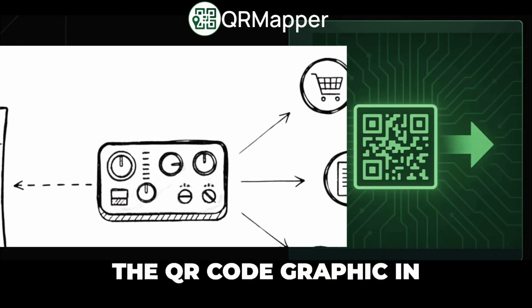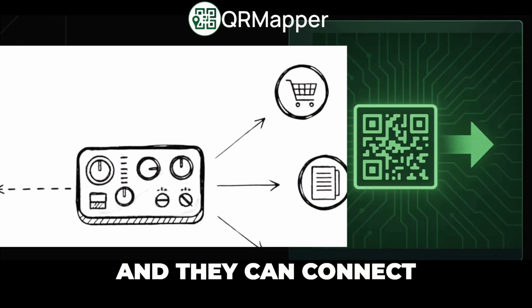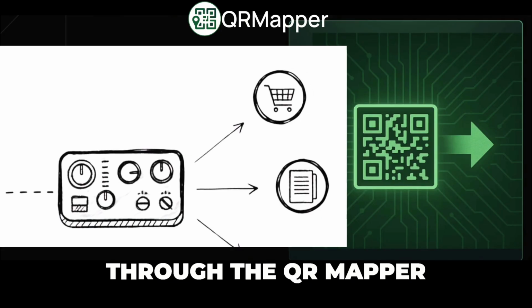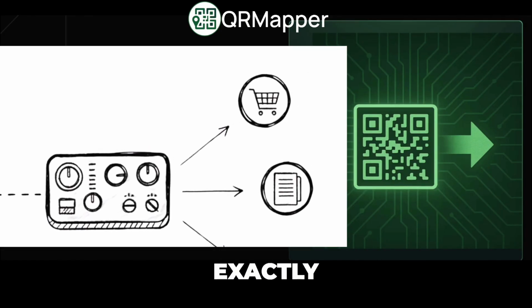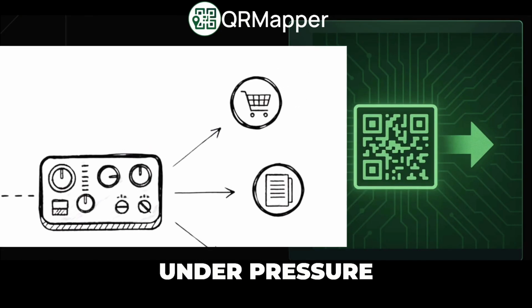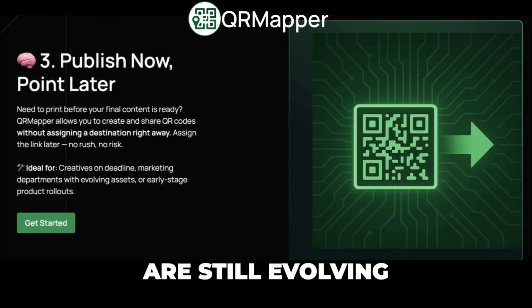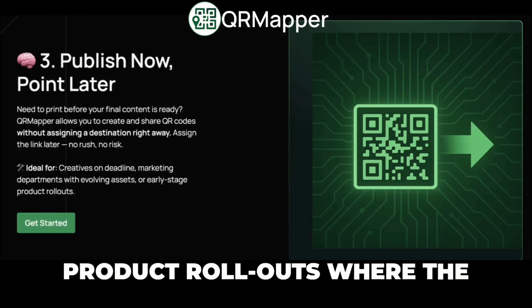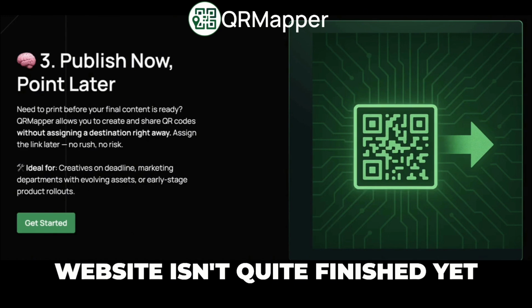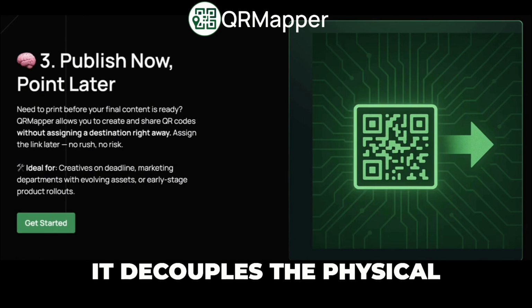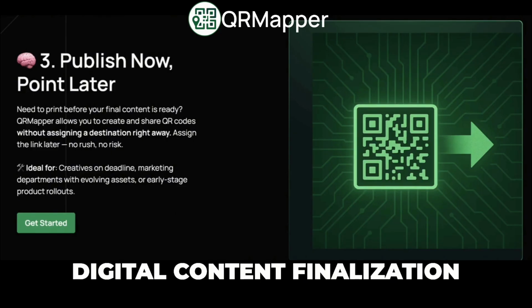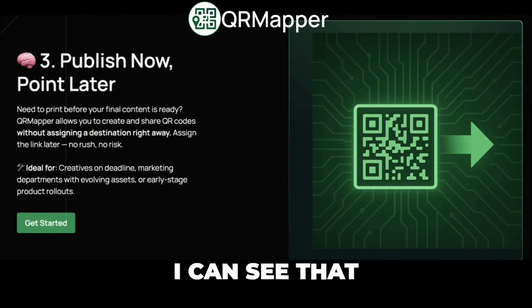I can just drop the QR code graphic in, get it printed, and they can connect the dots later through the QRMapper platform. Exactly. It's ideal for creatives under pressure, marketing teams whose assets are still evolving, or even early stage product rollouts where the website isn't quite finished yet. It decouples the physical print cycle from the digital content finalization. Big help. Yeah, I can see that.